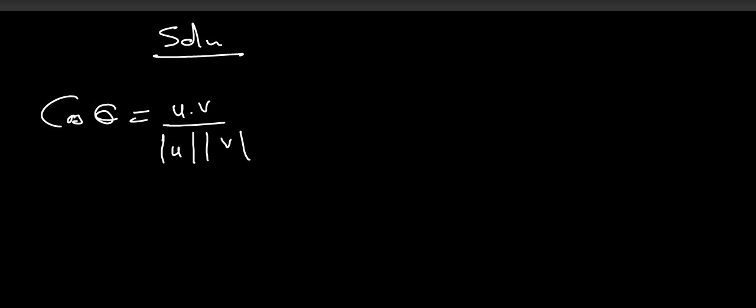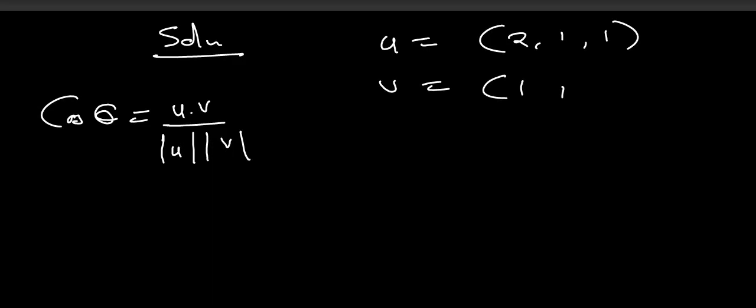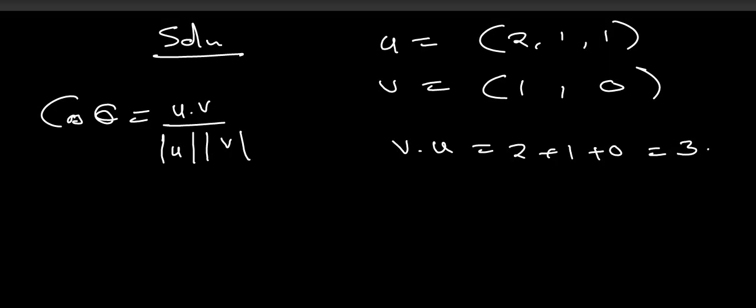So their dot product, if I'm to rewrite them here, remember our u is (2, 1, 1). Our v is (1, 1, 0). So their product, if you multiply this, 2 times 1 is 2, plus 1 times 1, plus 1 times 0. This just gives us a 3. That's their dot product there. That's a 3.